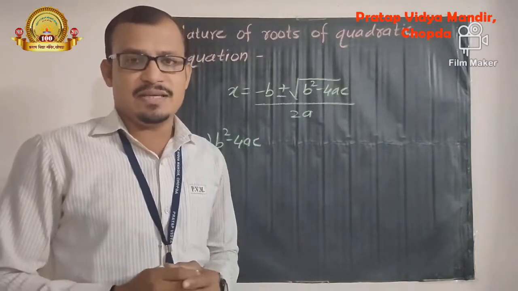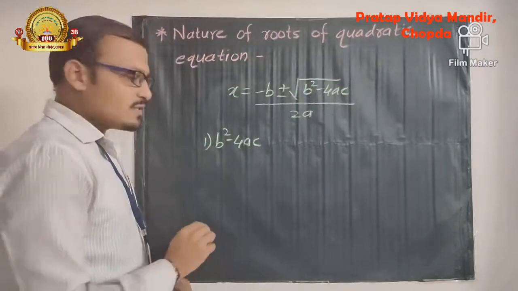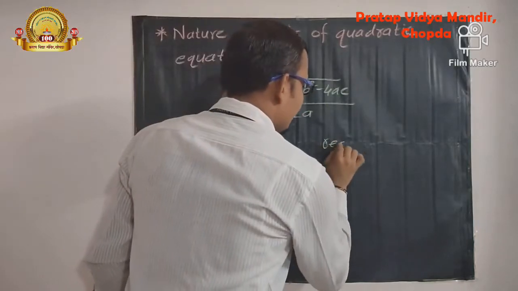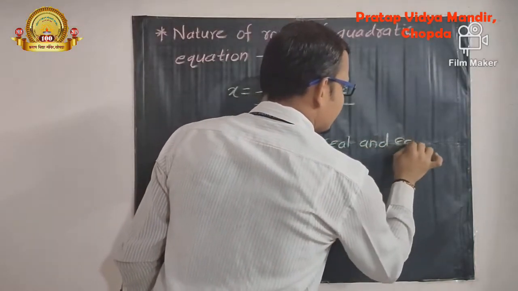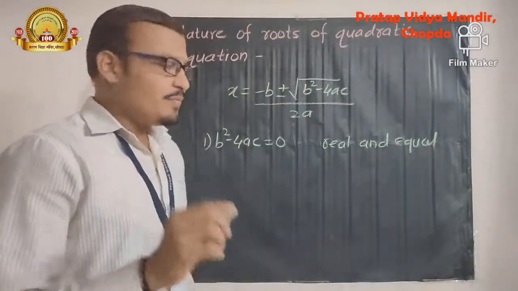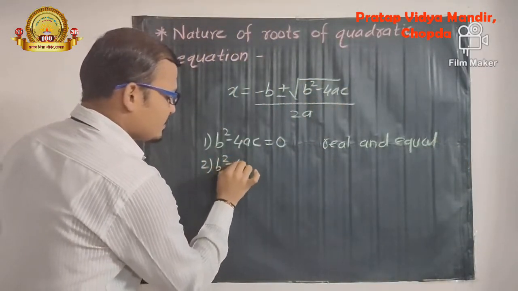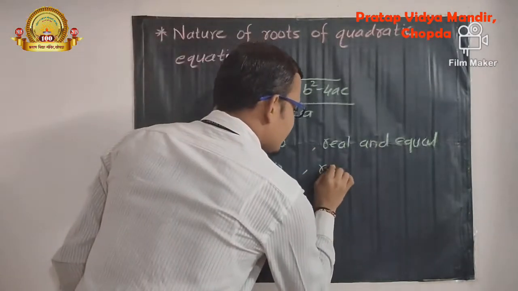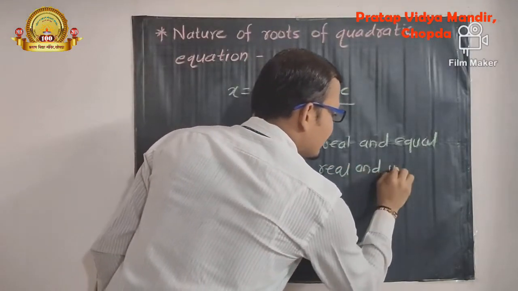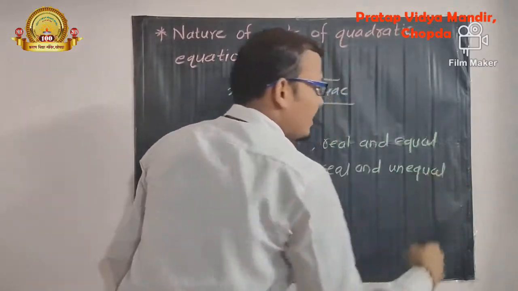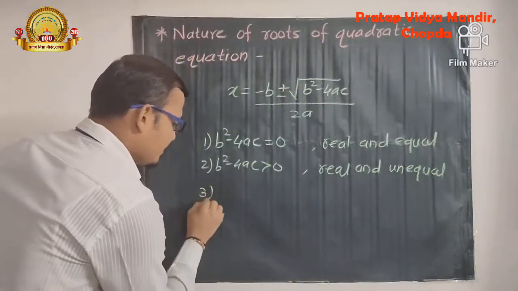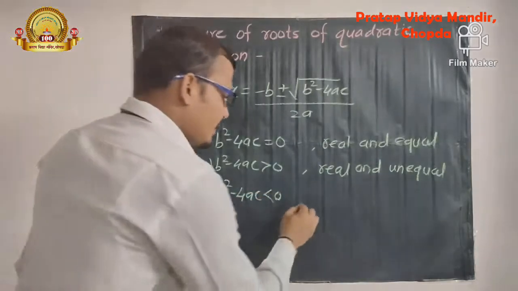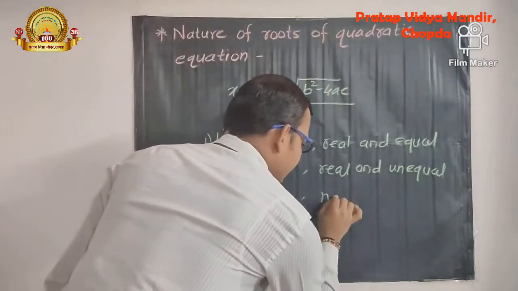How? There are actually three cases. If the value of b square minus 4ac is equal to 0, then the roots of the equation are real and equal. And if the value of b square minus 4ac is greater than 0, then the roots of the equation are real and unequal. And the third and last case is, if the value of b square minus 4ac is less than 0, then the roots are not real.